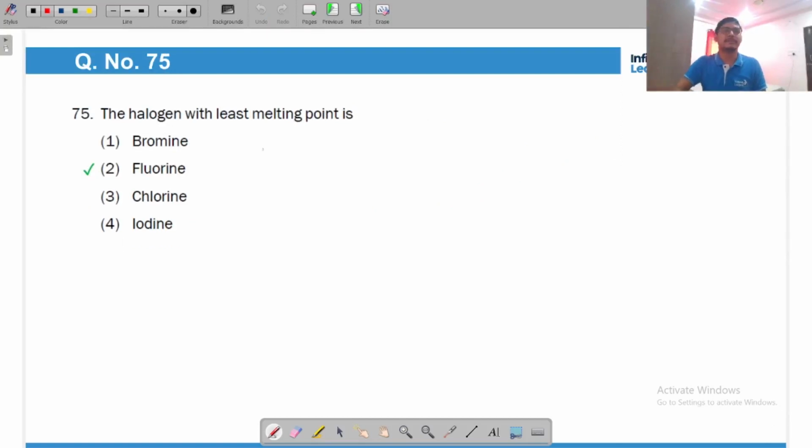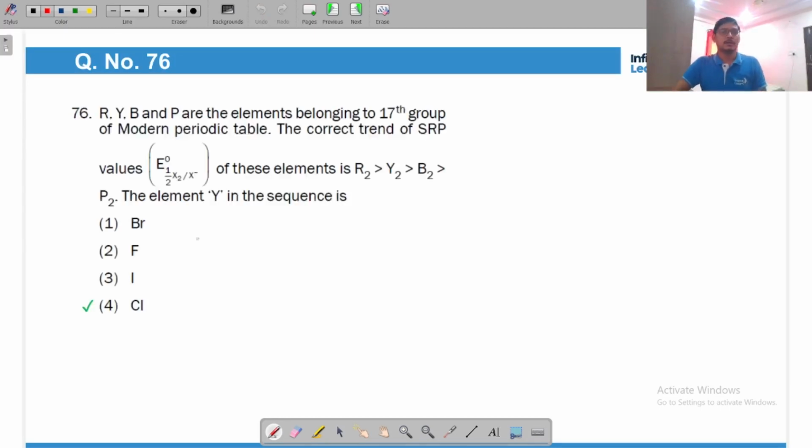The halogen with the least melting point is of course fluorine. Down the group, molecular mass increases, and so the van der Waals forces increase, and the melting point increases, right? Fluorine is lightest, so it has the least melting point. The element Y in the sequence is chlorine because the oxidizing strength decreases down the group. Fluorine is the most powerful oxidizing agent, followed by chlorine, then bromine, and then iodine. So Y2 is Cl2, right?